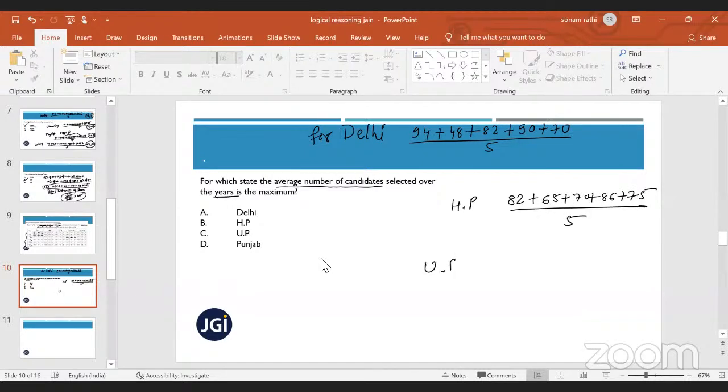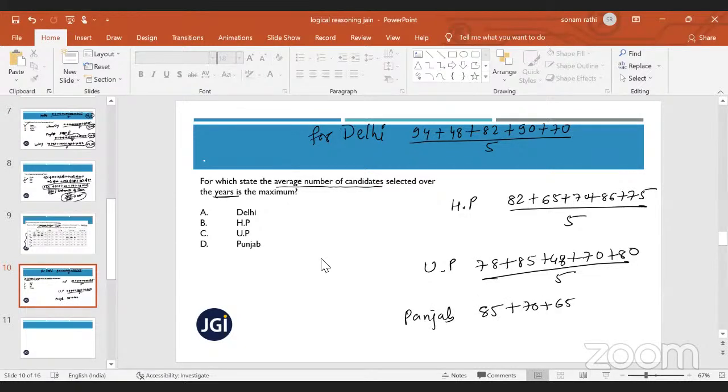For UP, 78 plus 85 plus 48 plus 70 plus 80 divided by 5. For Punjab, 85 plus 70 plus 65 plus 84 plus 60 divided by 5. You have to calculate it and then check which one is the maximum.